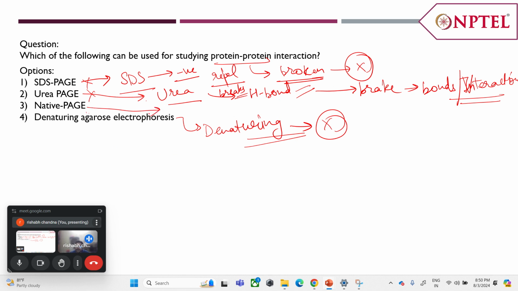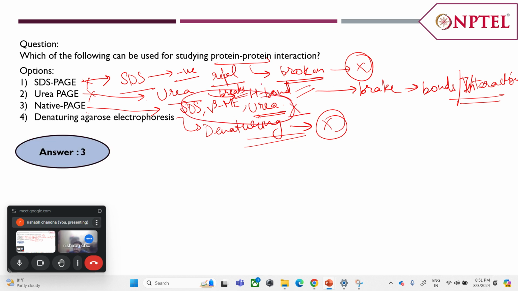Native page only allows us to study the protein-protein interactions, because here we will not be using any detergents or reducing agents or any other molecule that would affect the interactions of the protein. Okay, so we will not be using any of these three. So the correct answer is native page. Okay, so any doubts?